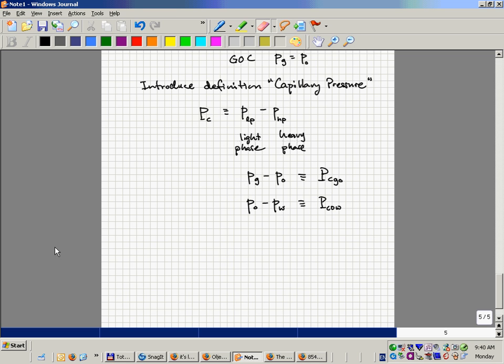Or you might have gas, water directly in contact. That would be the capillary pressure of gas, water. So another way to define the contact is that the capillary pressure is equal to 0. Right?